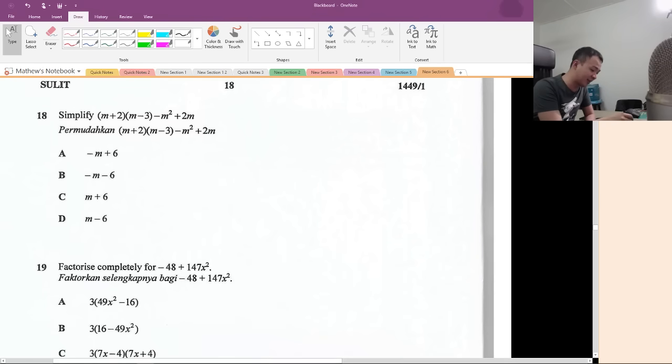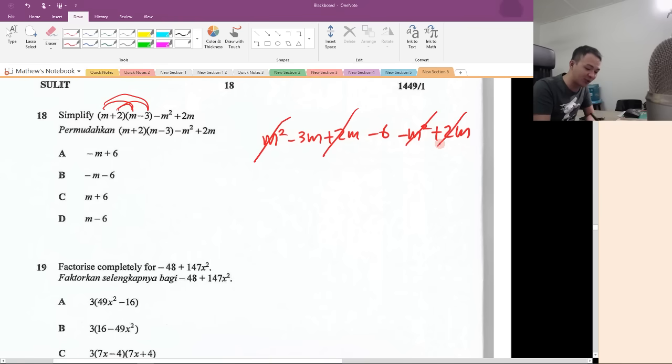Alright, okay, then now onward should be quite easy. Okay, so I just expand this equation. I just multiply like this. Alright, so I should get m squared minus 3m plus 2m minus 6 minus m squared plus 2m. M squared I simplified. 2m minus 2m. I get negative 3.